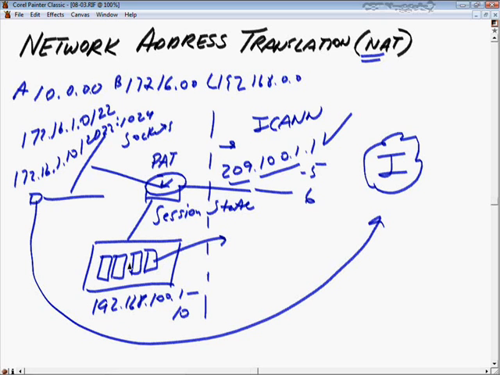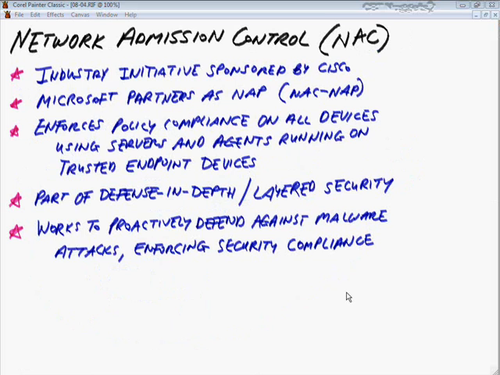They're part of our security planning and our security policy, but they're not security mechanisms. Okay, let's look at some bullet points. I know you missed my bullet points, so let me go ahead and give you some as we talk about Network Admission Control, or NAC.